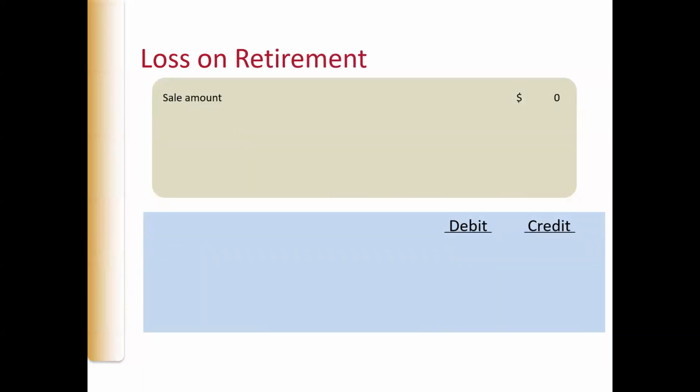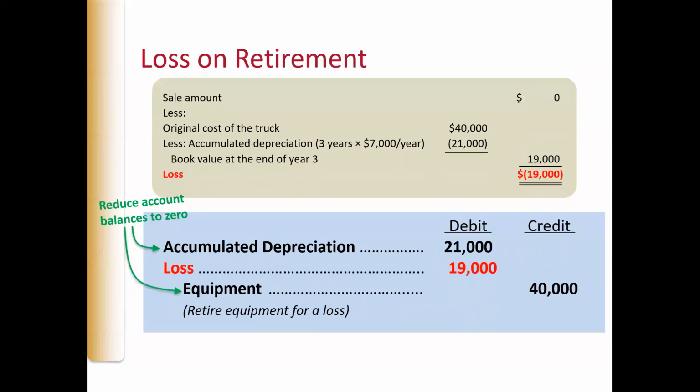What if instead of selling it, we just retire it? Then we have a loss of 19,000. In this case, we don't have any cash we're going to show. We just remove the accumulated depreciation from our books, reduce the equipment, and show the loss of 19,000. Okay?